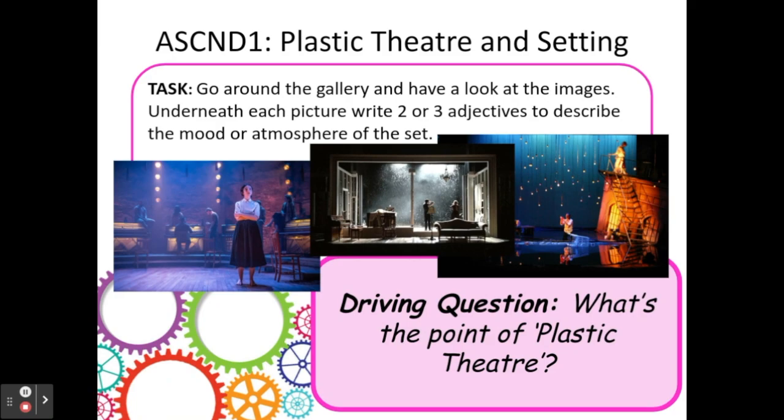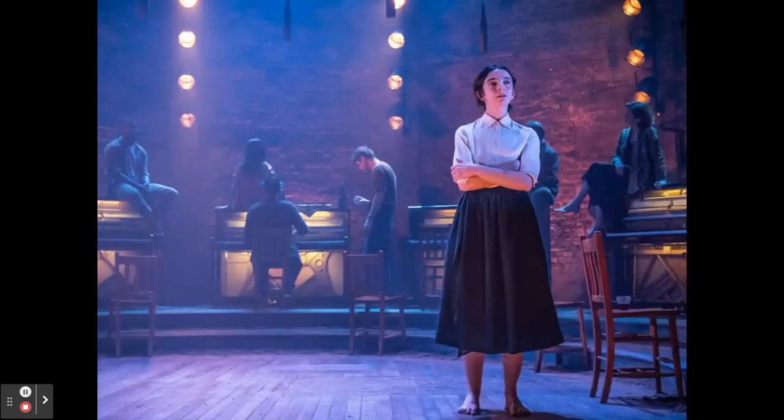Underneath, or in wherever you are partaking in this course, be that a notebook or whatever, I'd like you to just write down 2 or 3 adjectives to describe the mood and atmosphere of this set. Okay, this is going to be helping us to answer our driving question today, which is, what's the point of plastic theatre? Okay, so our first image is one from Summer and Smoke. Just a couple of adjectives to describe the mood and atmosphere.